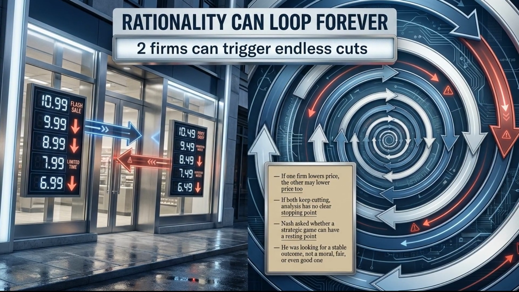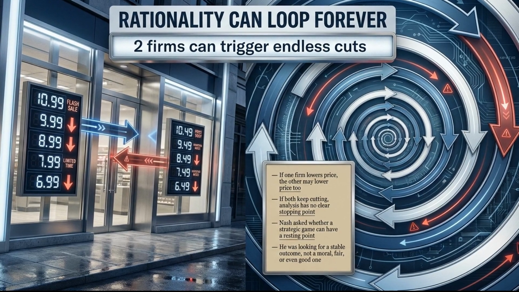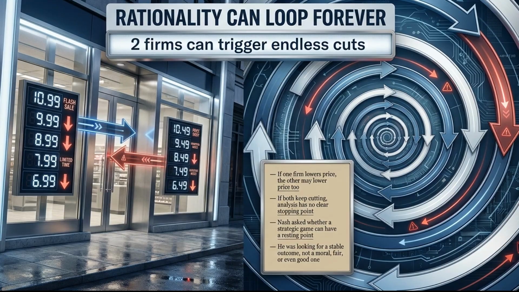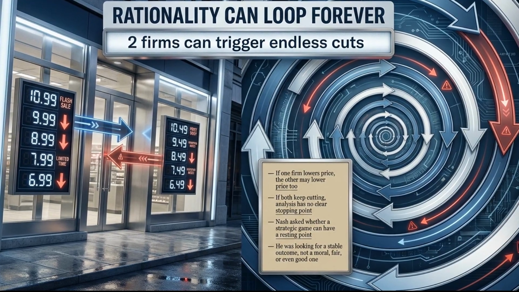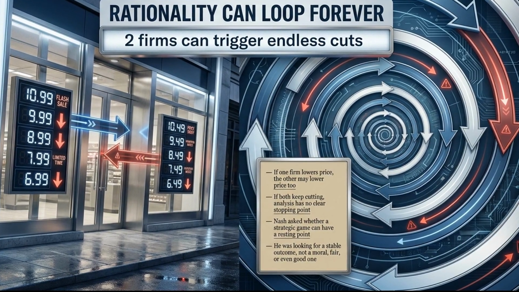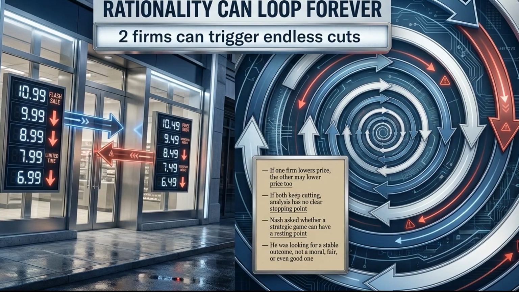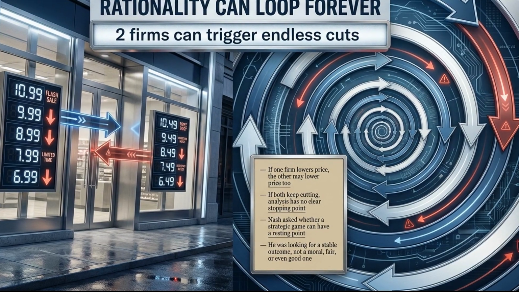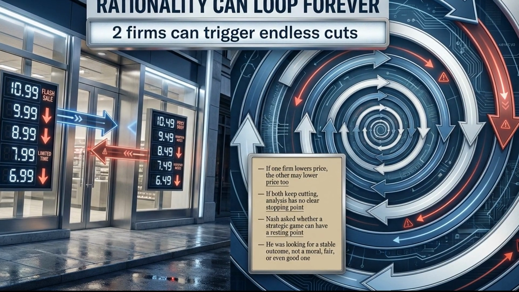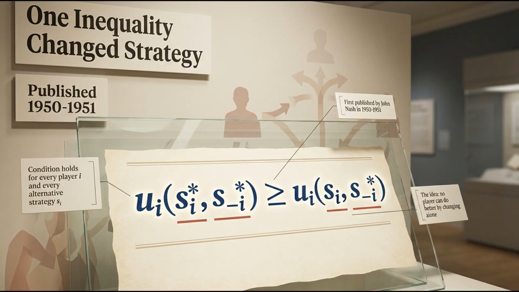Nash asked a clean question. Can a strategic game have a resting point? Not a moral outcome, not a fair outcome, not even a good one, a stable one. The formula was U sub i of s sub i star, s sub minus i star, is greater than or equal to U sub i of s sub i, s sub minus i star.